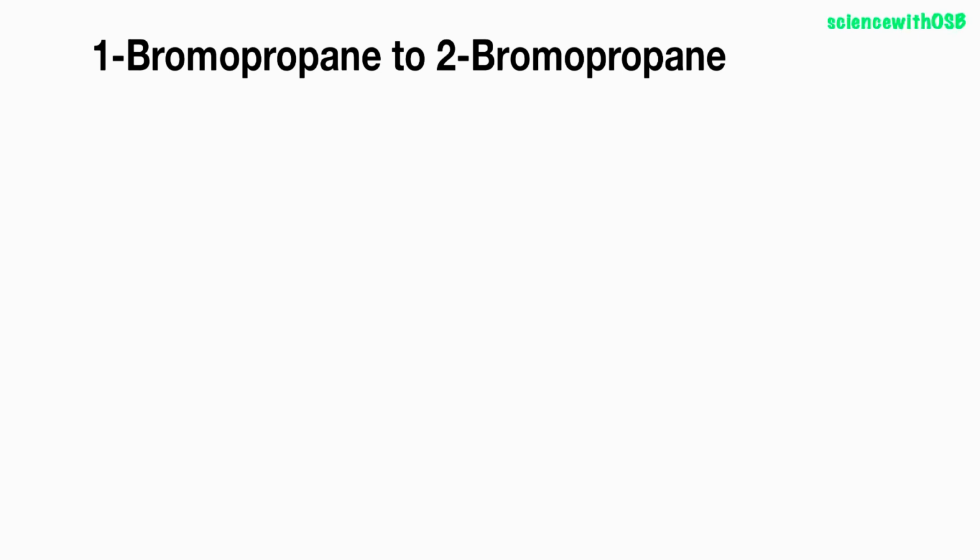1 bromopropane to 2 bromopropane. First we can draw the structures of product and reactant. So 1 bromopropane means what? CH3, CH2, CH2, Br, right? And 2 bromopropane is what? CH3, CH, Br, CH3. Correct, right?